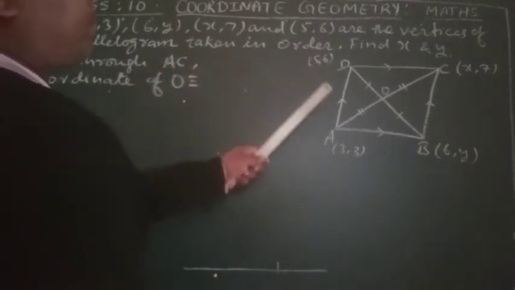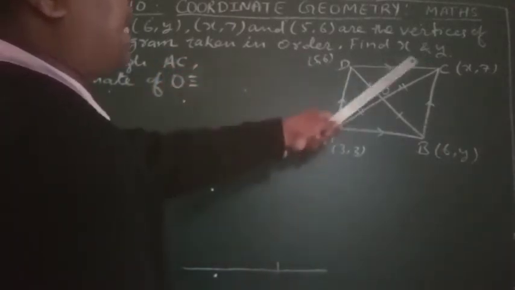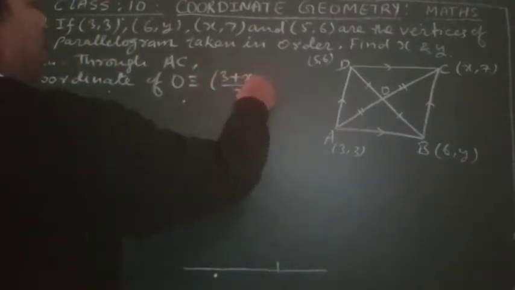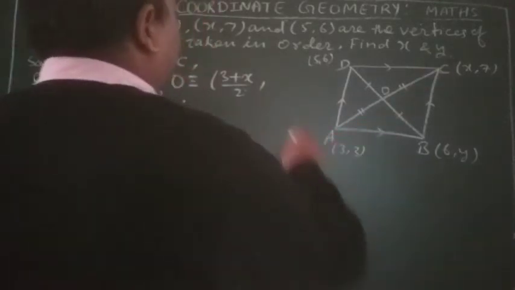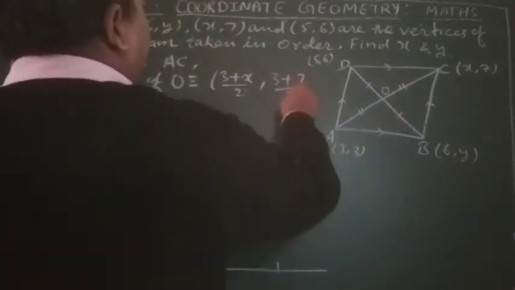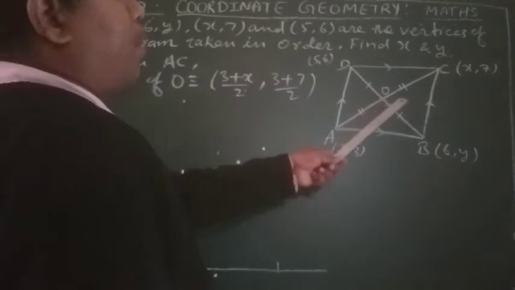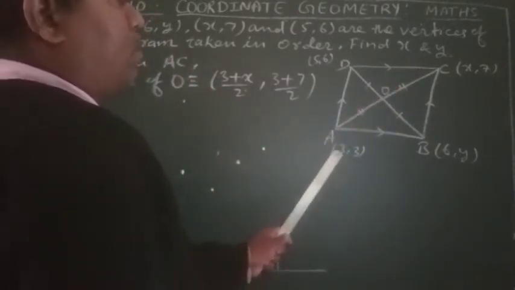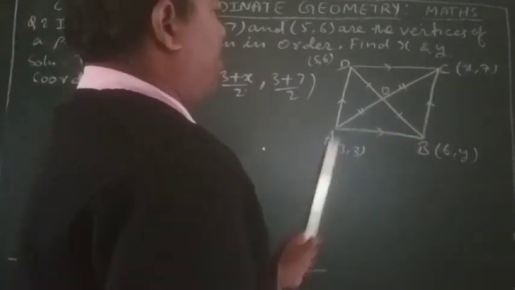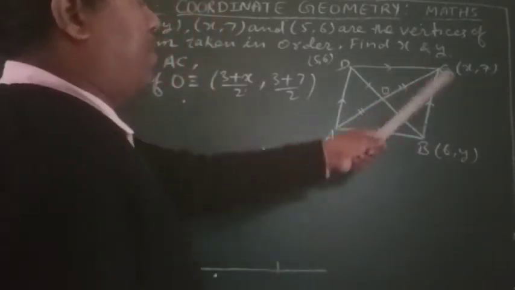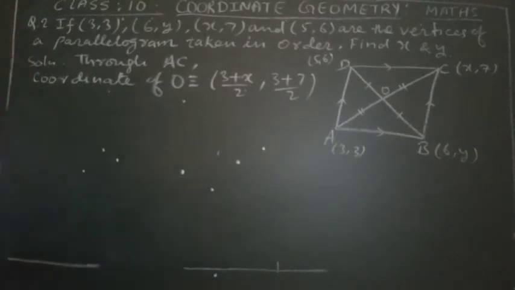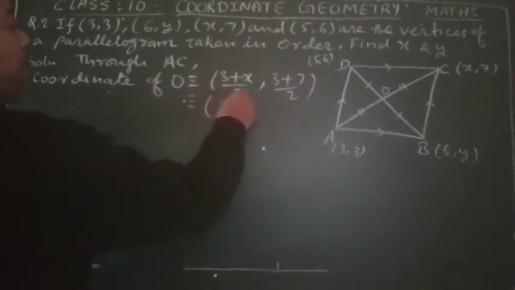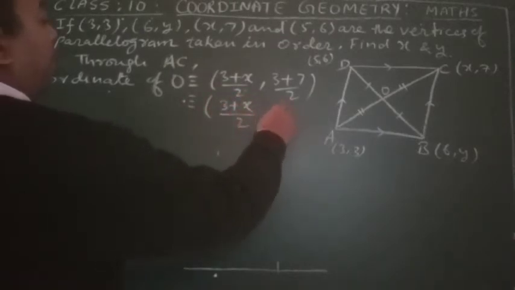is (3 plus x)/2 and (3 plus 7)/2. Because O is the midpoint of AC, we can use the midpoint formula: (x1 plus x2)/2, (y1 plus y2)/2. So (3 plus x)/2, (3 plus 7)/2. In short form, we can say (3 plus x)/2 and it is 5.